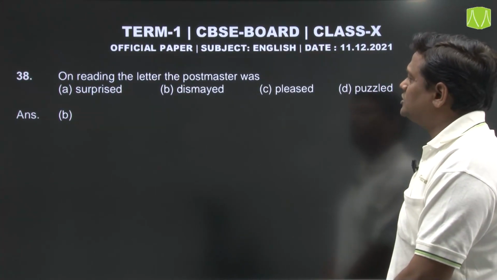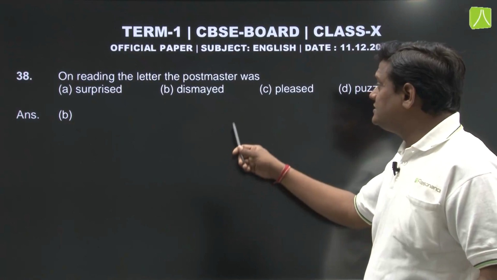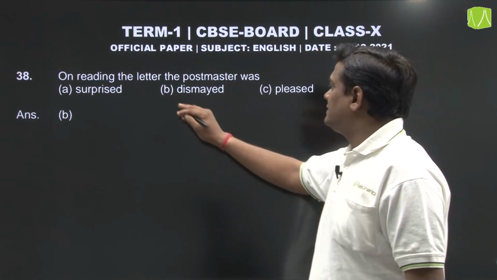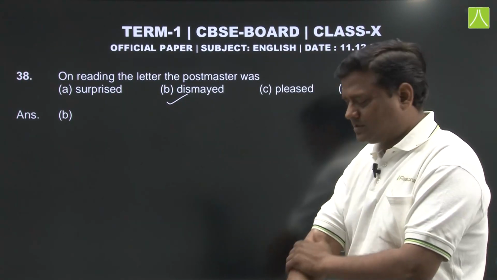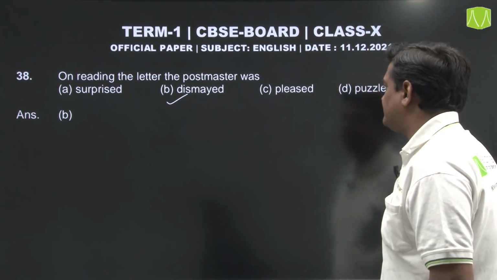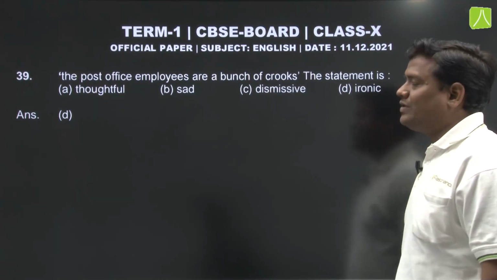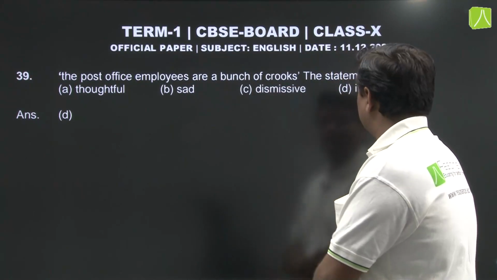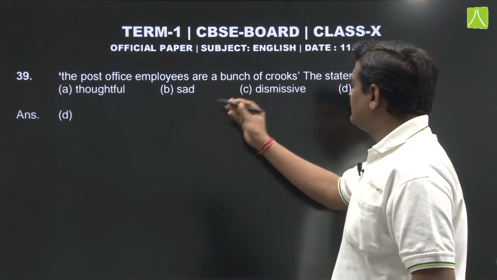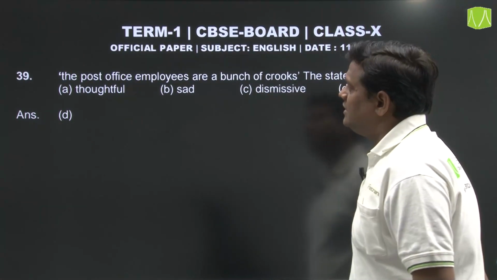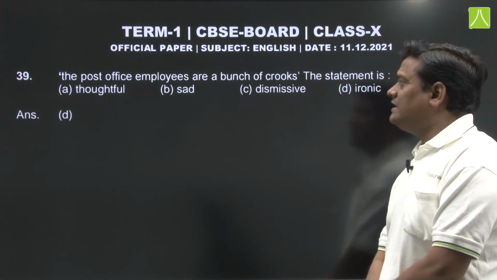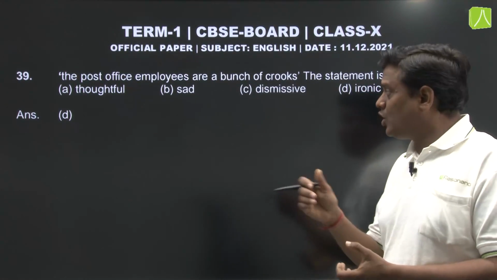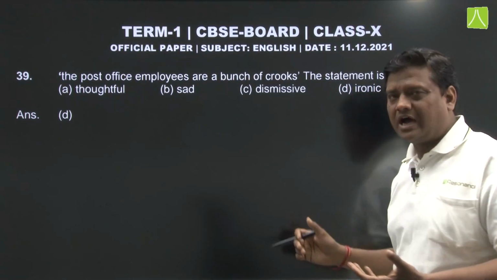On reading the letter, the postmaster was surprised, dismayed, pleased, puzzled. Option B is correct. He became sad, or he became depressed. Question number 39. The post office employees are a bunch of crooks. The statement is thoughtful, sad, dismissive or ironic. So the statement is ironic. Actually, the post office employees helped Lencho, but he was saying that they were a bunch of crooks. This is ironical.